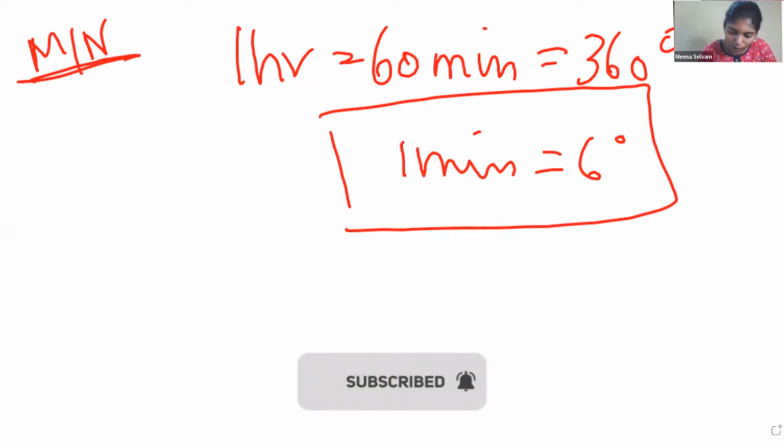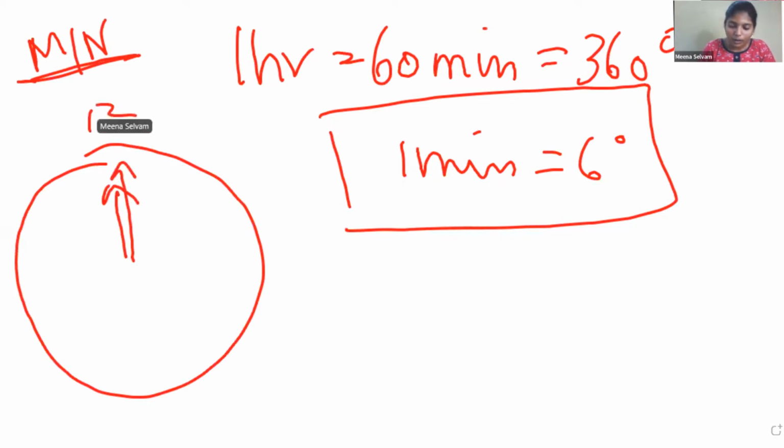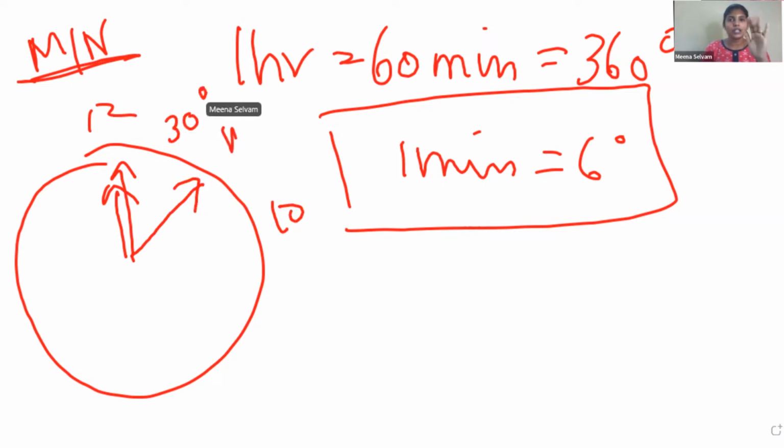Let me show you here, see. If this is the hour hand and this is the minute hand, the time is now 12 o'clock. Okay, so when it comes to 12:05, it will make a degree of around 30 degree. Okay, 5 divisions, each 6 degree means 6, 12, 18, 24, 30. 30 degrees the minute hand has covered.